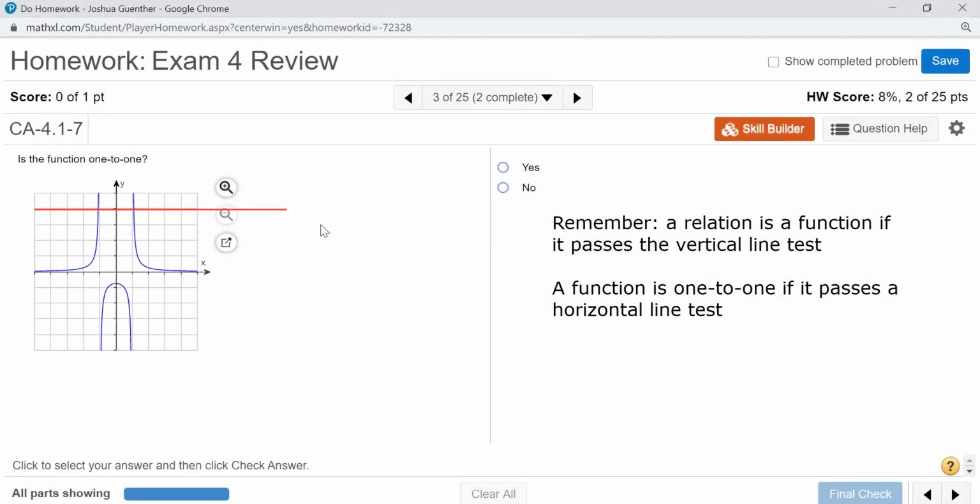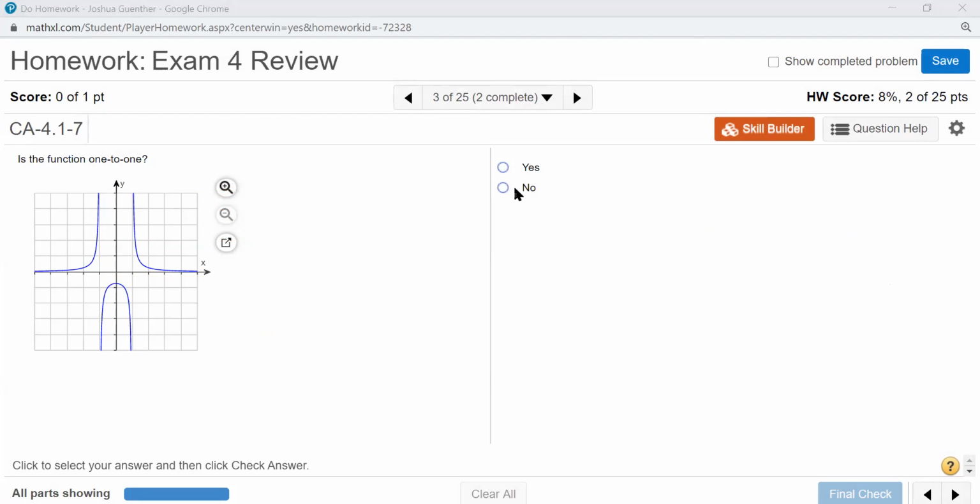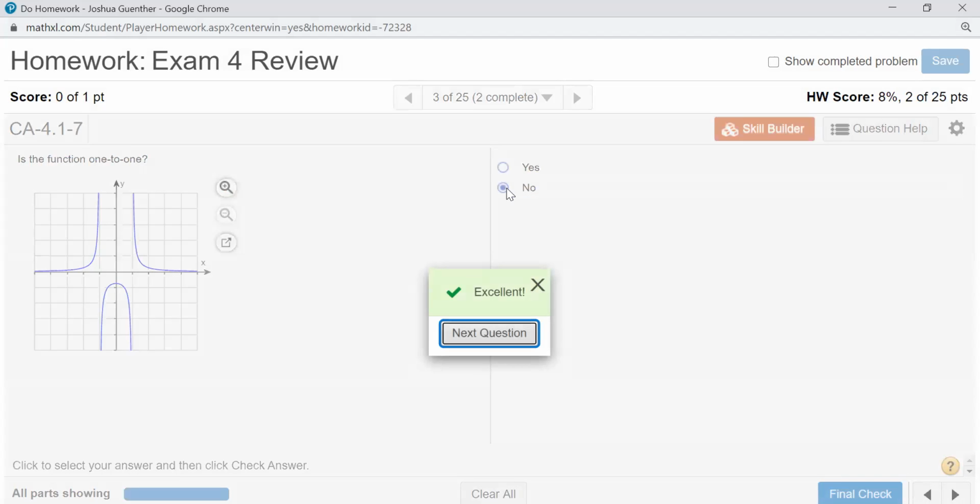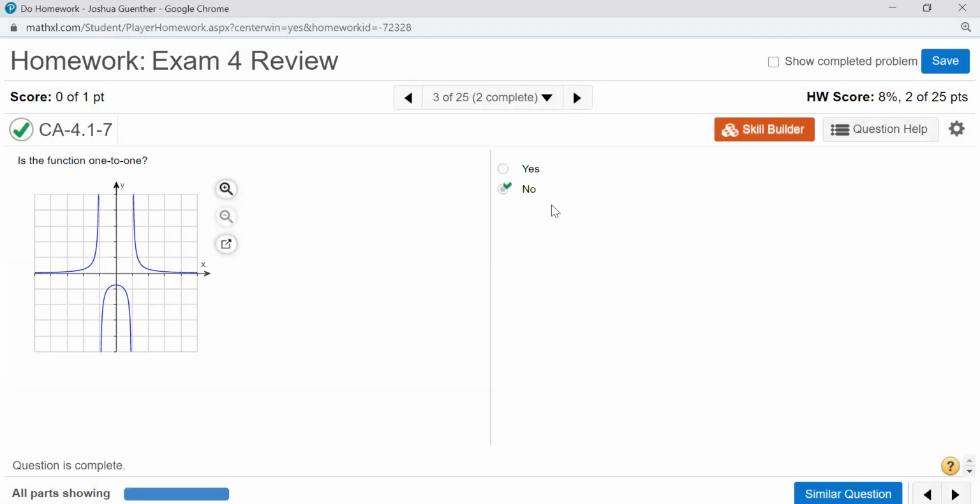This function, though, will clearly not be one-to-one, because if I move the horizontal line, it immediately fails. Look, it's hitting the function at least twice in many, many places. Down here, it's hitting it again. No, this thing is an absolute failure at being one-to-one. And remember, if a function is one-to-one, that means it has an inverse. That was one of our requirements for saying that a function has an inverse.